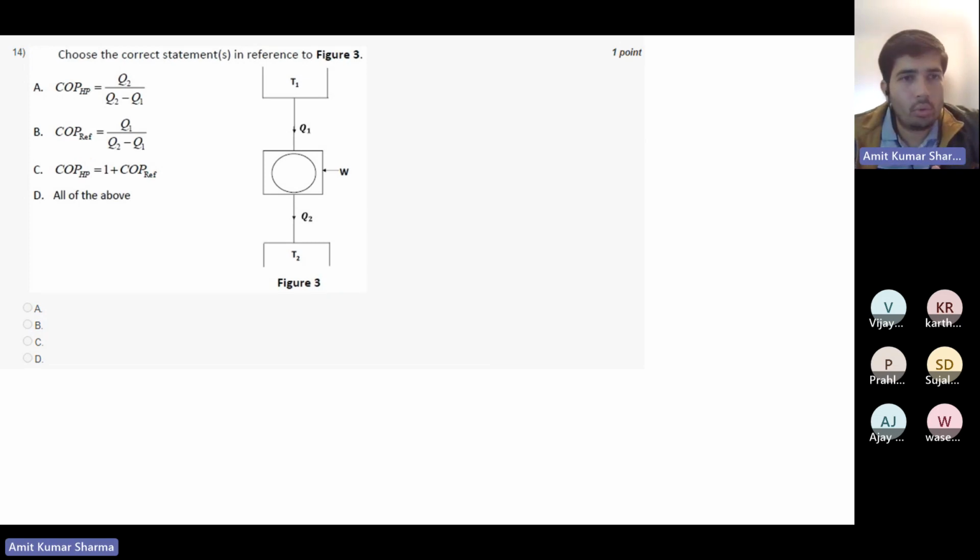Question number 14. Choose the correct statement. COP of heat pump, COP of refrigerator, COP of heat pump. We have given some COPs. See the diagram, figure 3, and mark the correct answer.